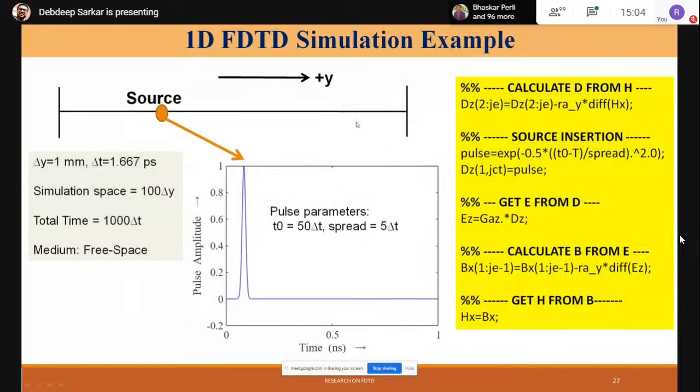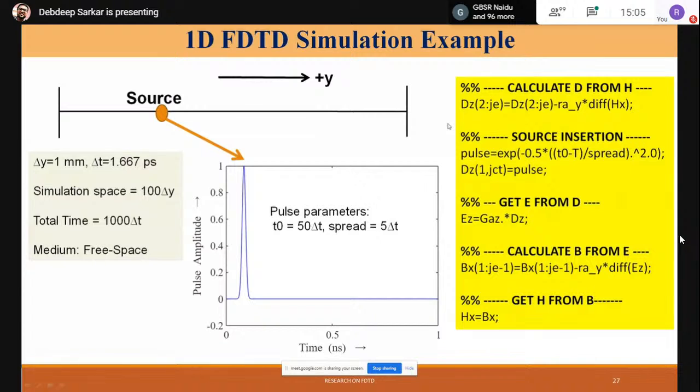Like if you go back, what I told you is the simulation space is 100 delta y. But here I have not mentioned what is the condition at the left edge of the problem space, and what is the condition at the right edge of the problem space. Nothing is specified. Or is it not? It might be that something is already specified and that is not apparent from this particular set of code that I have written over here. So I'll come into that.